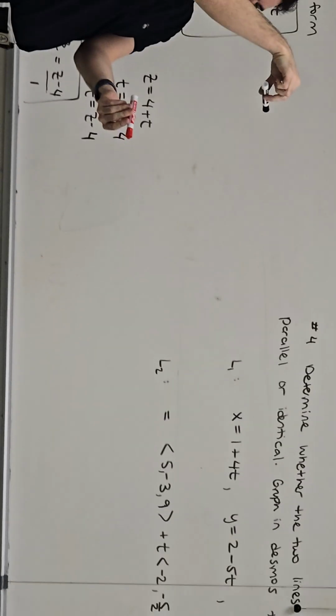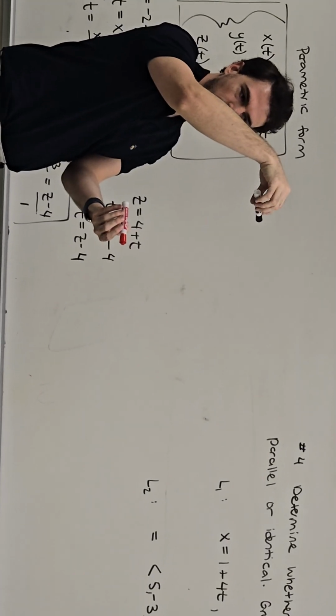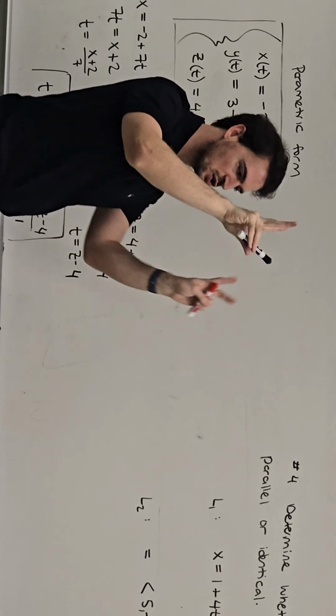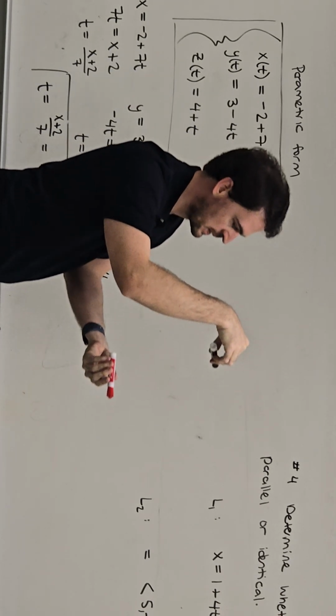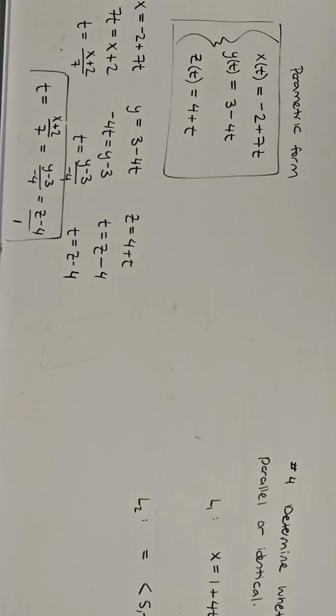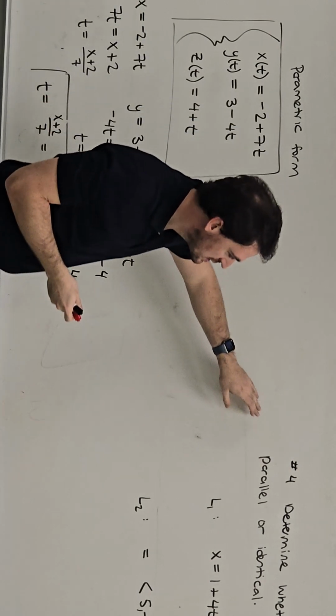Does anyone remember the word we refer to those lines as? Old geometry class. Those lines are skew lines. So it's only possible in 3D that you have two lines that aren't parallel and don't intersect. So we want to know if these two lines are parallel or the same line.